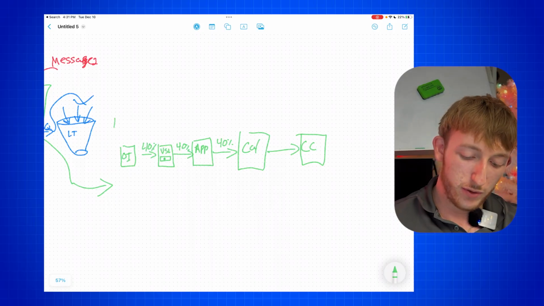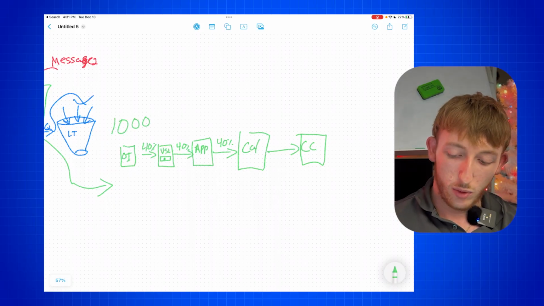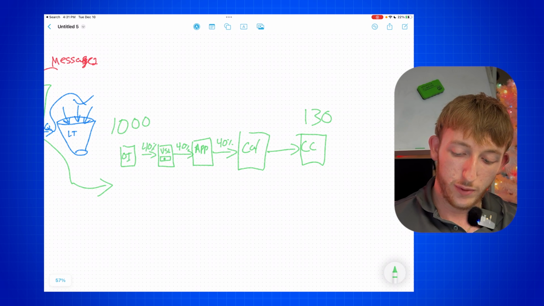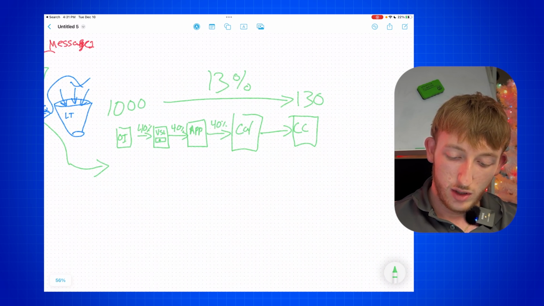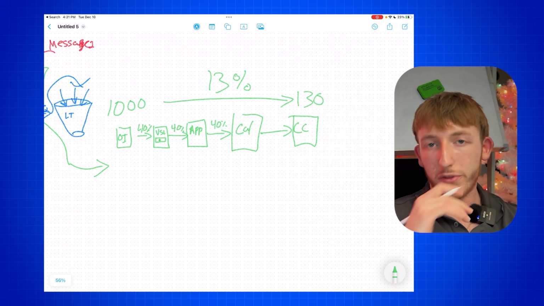Now from this 216, we're gonna lose another 40%. So we have about 130 people that actually make it all the way through this funnel. So if we have 1,000 at the start, we're gonna have about 130 over here. That is like 13%. So we have 13% of the people go all the way through the funnel, right? Now, and this is specifically off of Facebook ads.